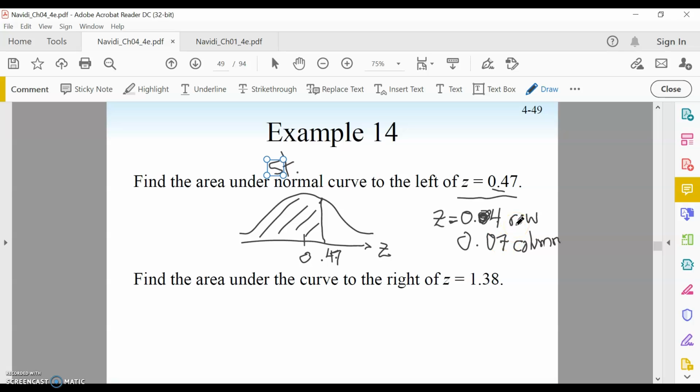Find that spot, and you will find a number, and that's the area under the curve. Notice it should be more than 0.5, right? We know the total area is 1. So this area should be bigger than 0.5, and it is. It's 0.6808. So that's the probability of being to the left of this value. That's the probability. All right.